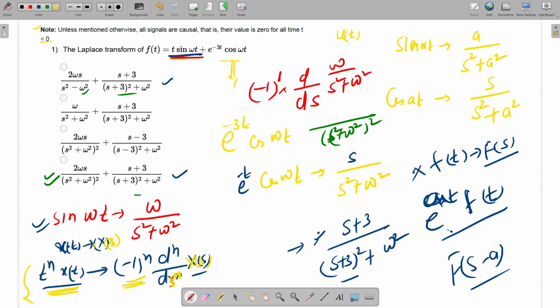So here sine omega t Laplace is omega by s square plus omega square, and t into sine omega t Laplace will be minus 1 to the power n d by ds of omega by s square plus omega square. So this will be s square plus omega square whole square in the denominator, and in the numerator it will be 2 omega s. So this fourth option is correct. Is it clear to all?